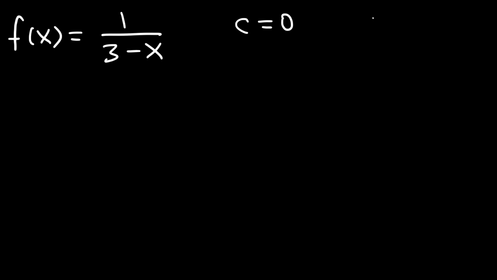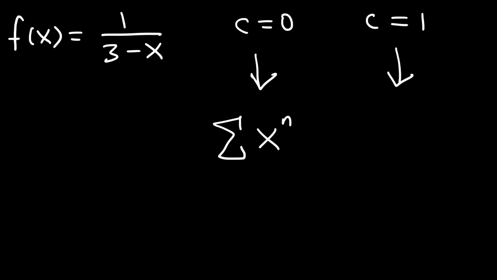The next problem is going to be a little different than the last one. In this example, we're going to have the function 1 divided by 3 minus x. And we're going to do two things. Let's write the representation of this function as a power series, where it's centered at 0 and when it's centered at 1. Now keep in mind, when it's centered at 0, you want to put it in this form, x to the n. But when it's centered at some other number, you want to put it in the form x minus c raised to the n.